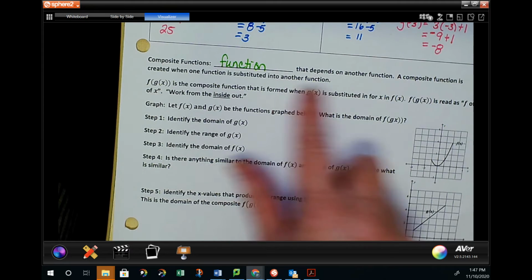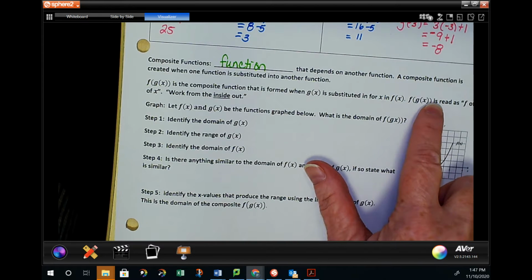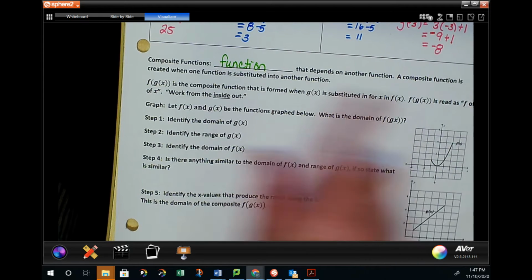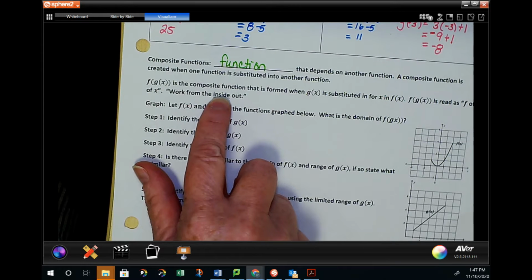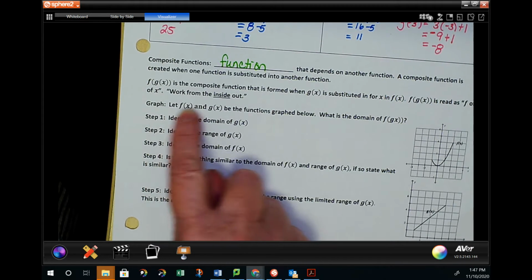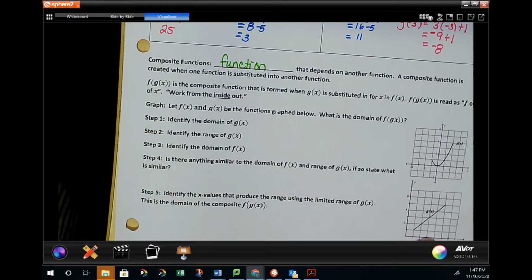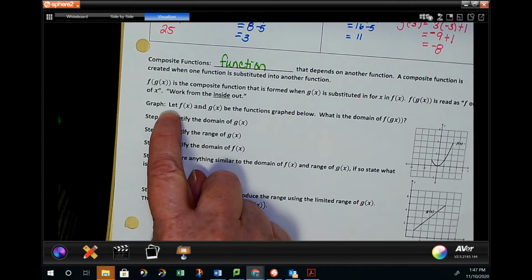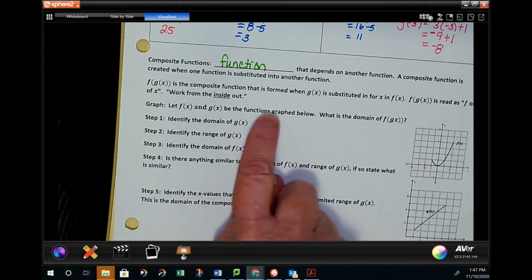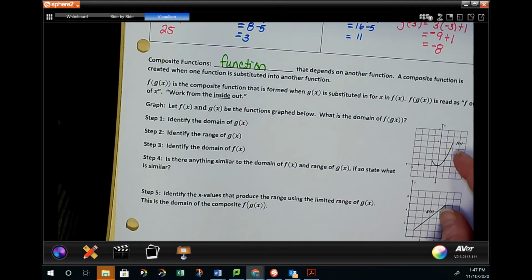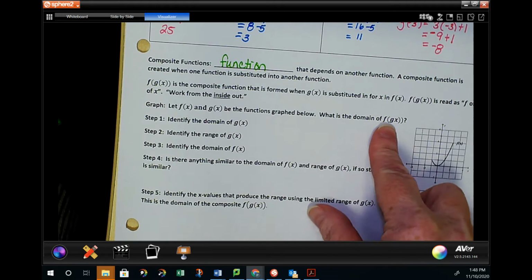But f of g of x is read as f of g of x, and then we're going to work from our inside out. So you've got these two functions over here. And when you're looking at a graph, if f of x and g of x are these two functions that are graphed over here, what's the domain of g of x?